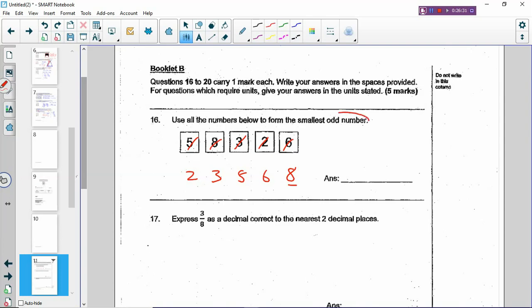But you need to make an odd number. So how do you make an odd number? You look for odd digits. So can you see any odd digits?